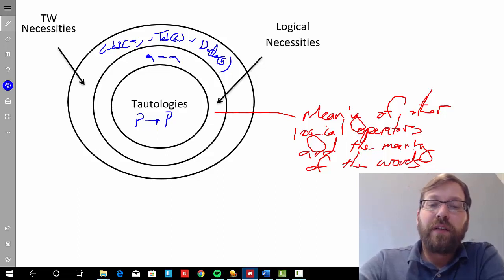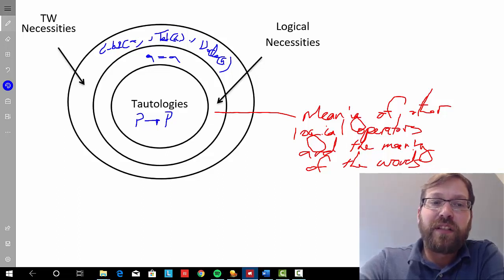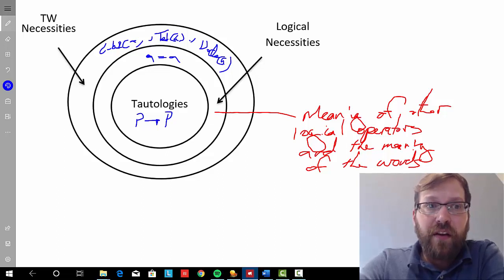All right, so if something's a tautology, it's got to be a logical necessity, and if something's a logical necessity, it's going to be a Tarski's world necessity. But it doesn't go back the other way. Just because something is a Tarski's world necessity doesn't mean it's a logical necessity, and just because something's a logical necessity doesn't mean that it's a tautology.